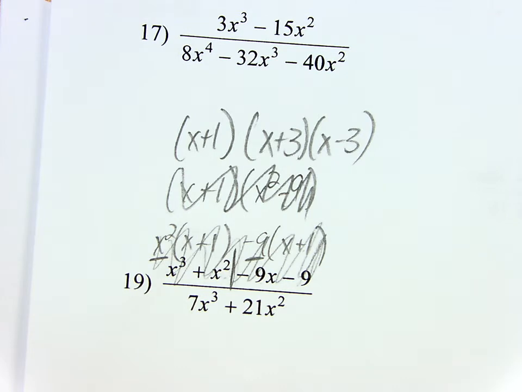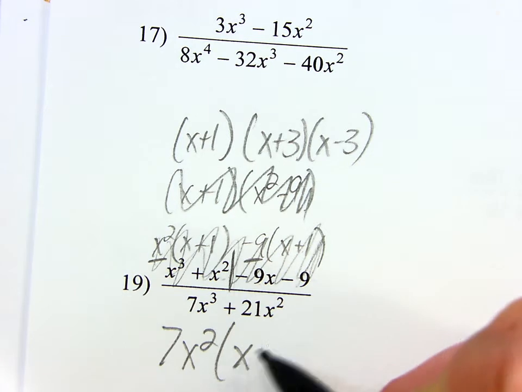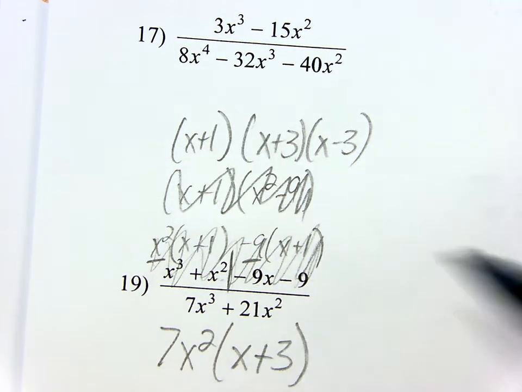Downstairs, what can I do? 7x squared, x plus 3. Take out a 7x squared, and I'm left with x plus 3, you say. I agree.